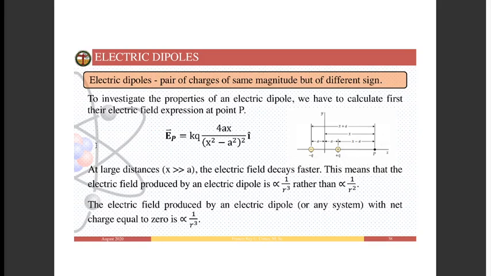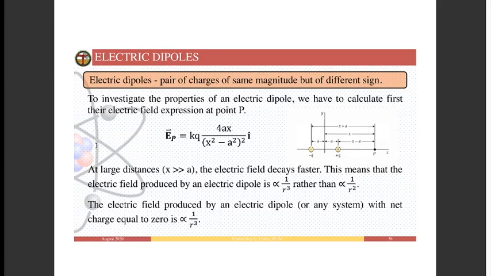What is very good about this property of the electric field produced by this electric dipole is, as you can see, if we move to a larger distance, meaning x is greater than the distance between the charges of the dipole, so P is far away, the electric field decays faster. Rather than decaying according to the inverse square law, 1 over r squared, it decays as 1 over r cubed. So the electric field strength weakens faster as you move away from a system of electric dipole.